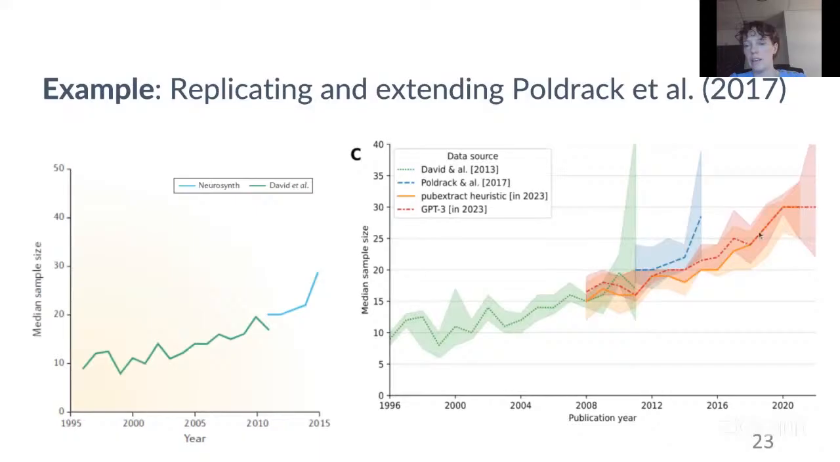And you can see that the median is still increasing over time, but given some recent research on how many participants we actually need in order to make good inferences about, say, brain and behavior, we could say that we're still not having an adequate sample size. And you can also see that PubExtract, a simple set of rules, and GPT are giving a fairly similar answer, which is very interesting and promising.